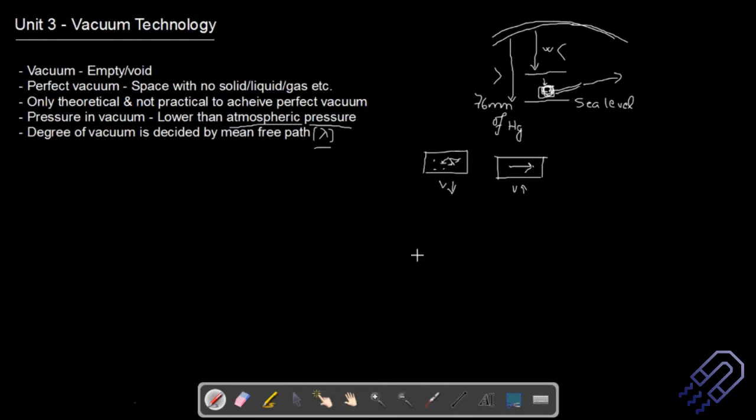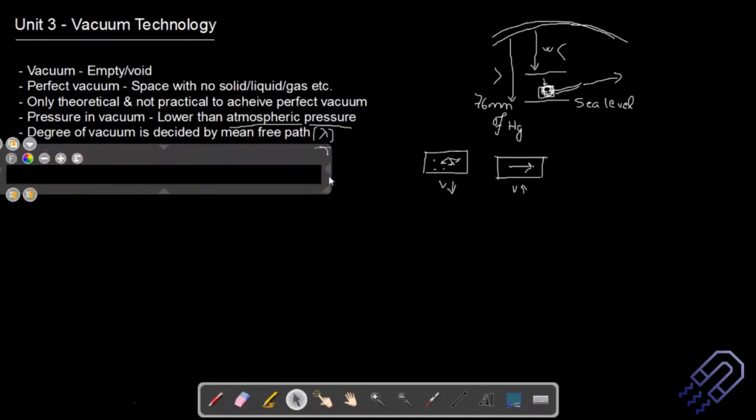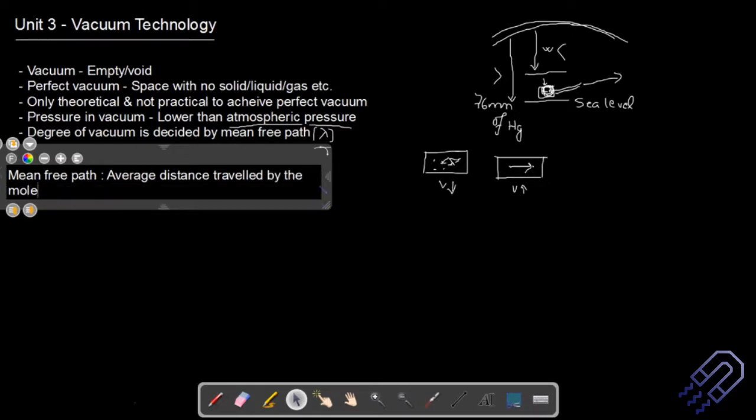Having said that about mean free path, I think we should write down one definition for it. I think it's something which you have already studied, but anyway, we will go through it. The mean free path is the average distance traveled by the molecules between subsequent collisions, or you can write even two consecutive collisions. That's how you define mean free path.